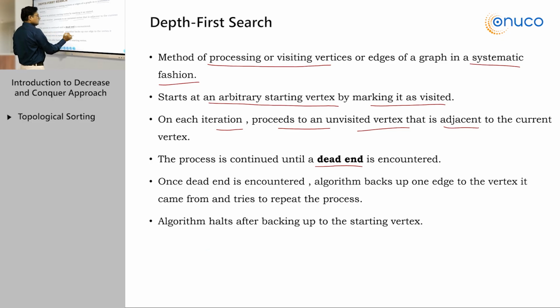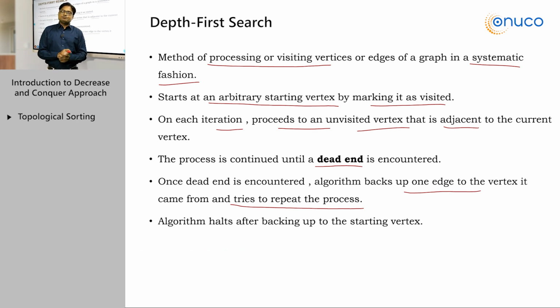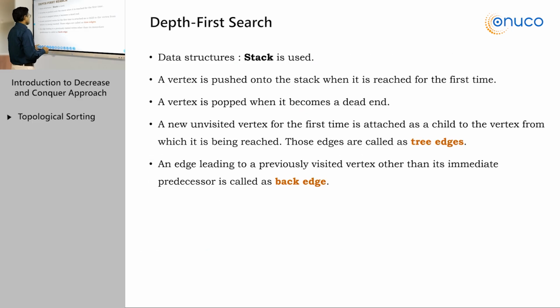Once a dead end is encountered, the algorithm backs up one edge to the vertex it came from and tries to repeat the same process in order to find other possibilities, right? And the algorithm halts after backing up to the starting vertex, right? So this process we are going to repeat.